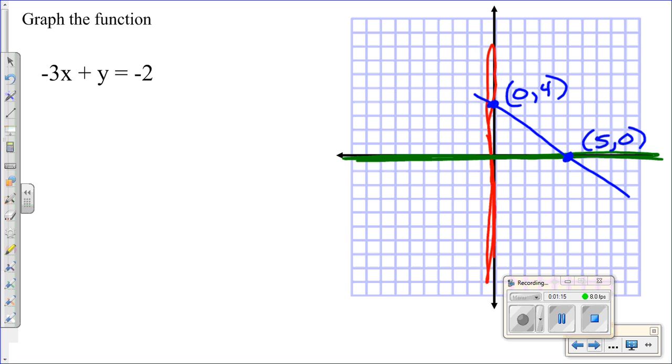Now, what's special about the intercept is that one of the variables is always 0. On the x-intercept, the y is 0 because it isn't moving up or down any. So the y shift is 0. And on the y-intercept, my x is 0 because this doesn't shift to the left or to the right any. So it just stays right there. It only moves up.